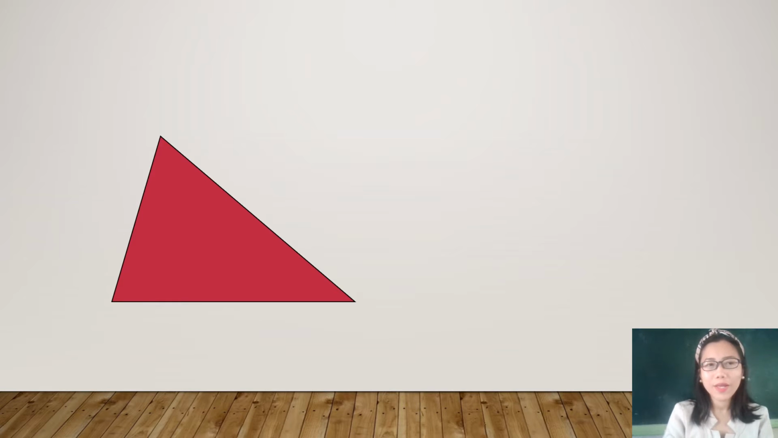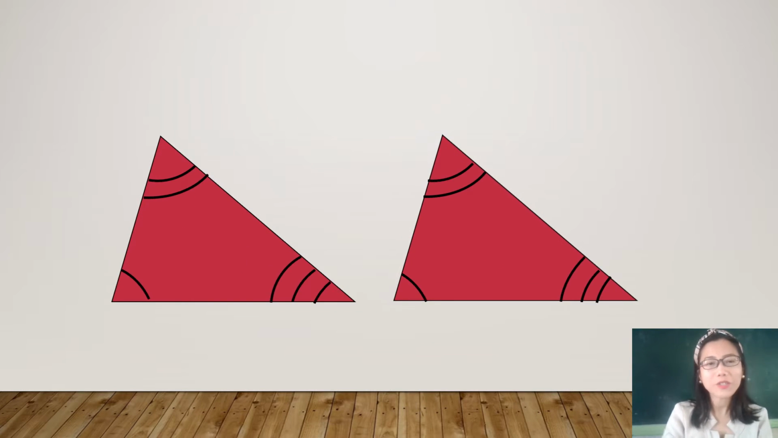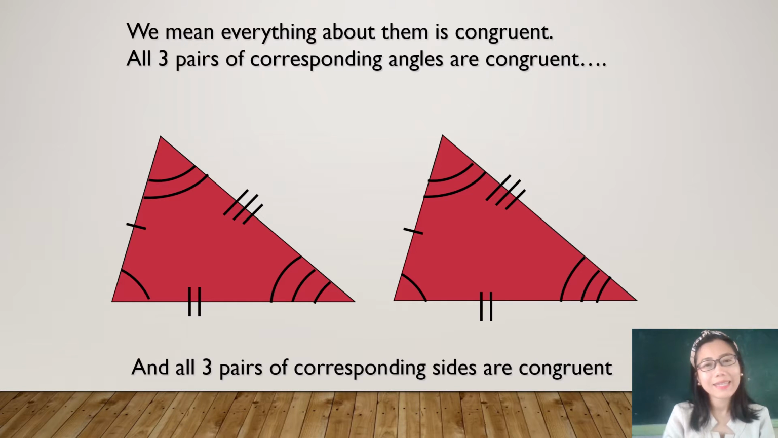How about two congruent triangles? As you can see, you have a triangle and another triangle, and they have three corresponding angles and three corresponding sides. If you have two congruent triangles, we mean everything about them is congruent, meaning all three pairs of corresponding angles are congruent and all three pairs of corresponding sides are also congruent.